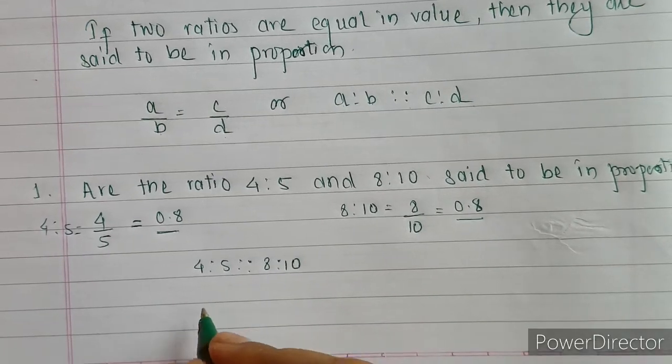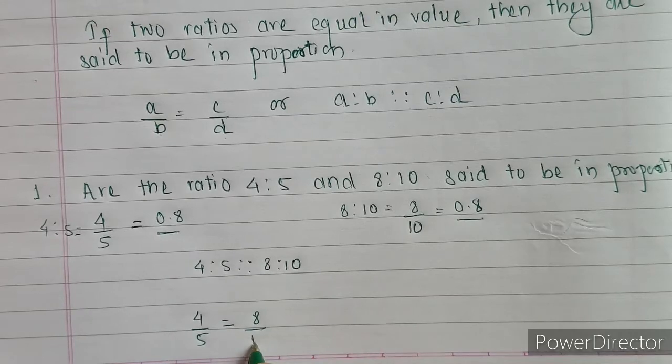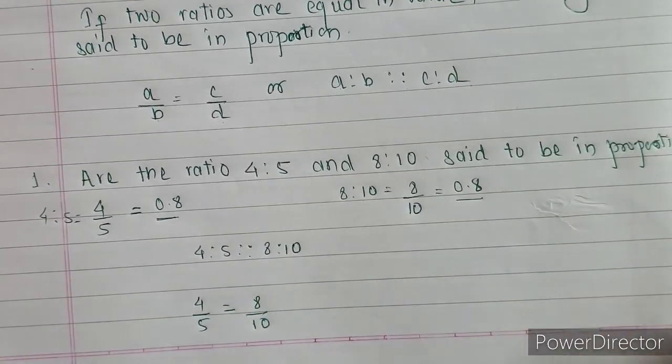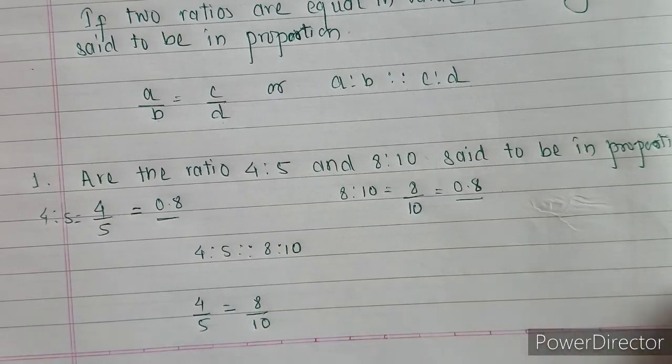Or we can even write this as 4/5 is equal to 8/10. So 4:5 is in proportion with 8:10.